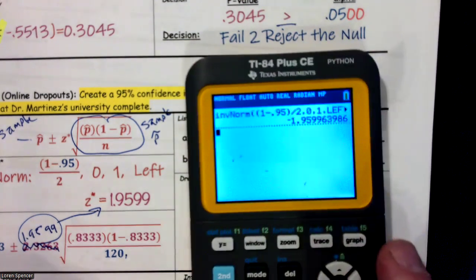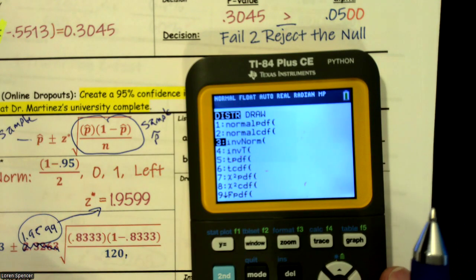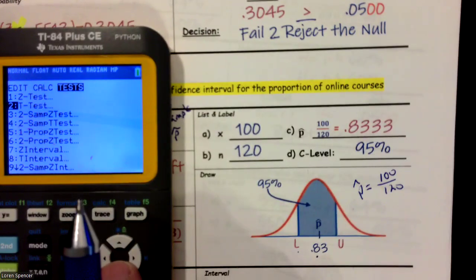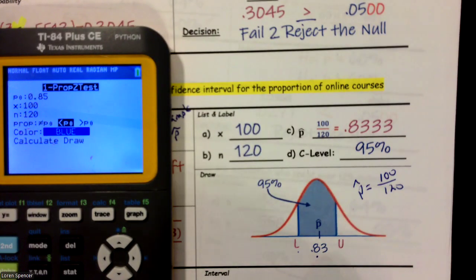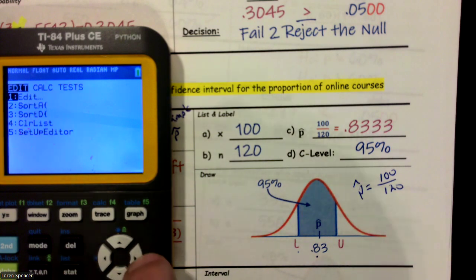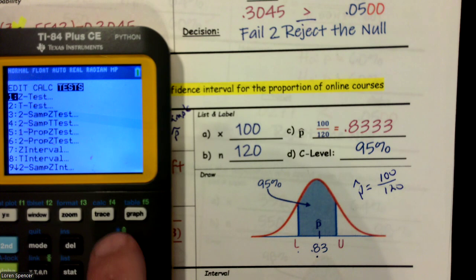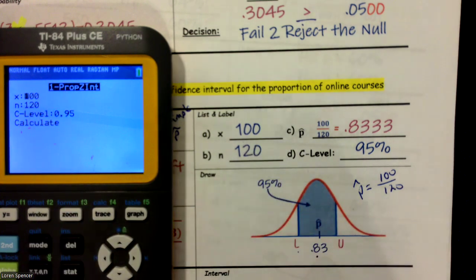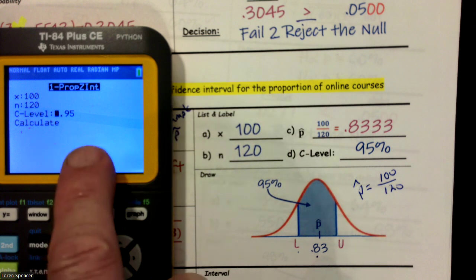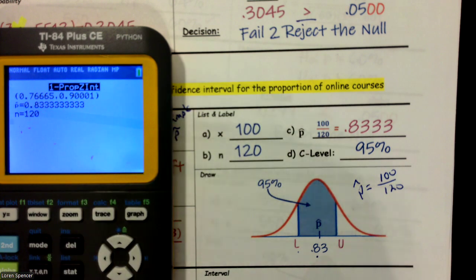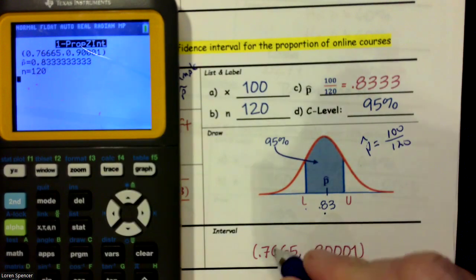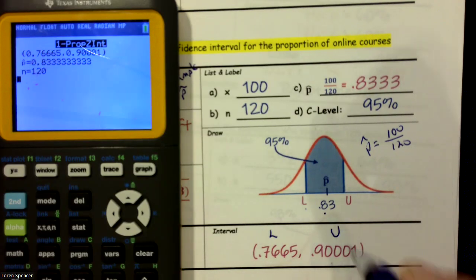So to do that, we're going to go stat test, one proportion z-test. And, oops, I'm making a lot of mistakes. Sorry about that, guys. Stat test, one proportion z interval. We're going to have to scroll all the way down to letter A, and we have an x of 100, an n of 120. We want a 95% interval. And when we do that, we end up getting an interval of 0.7665, with this being our lower bound and this being our upper bound.